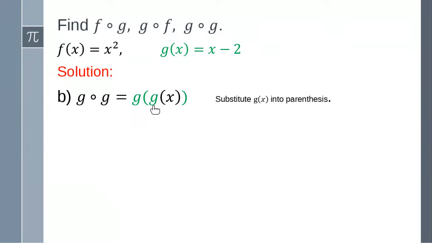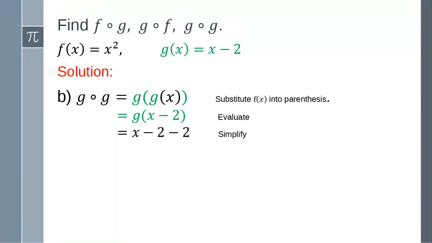Okay, so g of g of x, we substitute g of x here, we get x minus 2. Plug it in, x minus 2 minus 2. So again, don't forget that we're just evaluating the function g at x minus 2, and we're substituting in for x. So minus 2 gives us minus 4. So this would be our answer.